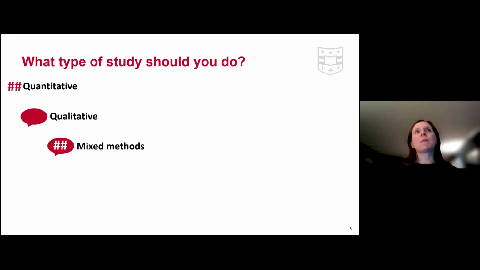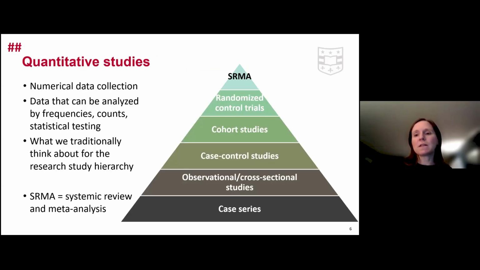So then you really want to think about what type of study you are going to do to try to answer your question, and then you'll have multiple methods for each subtype of project. So we're going to walk through these different main buckets of projects: the quantitative, the qualitative, and then the mixed methods projects. So quantitative studies are what people are pretty used to thinking about and what are taught from early on in medical school.